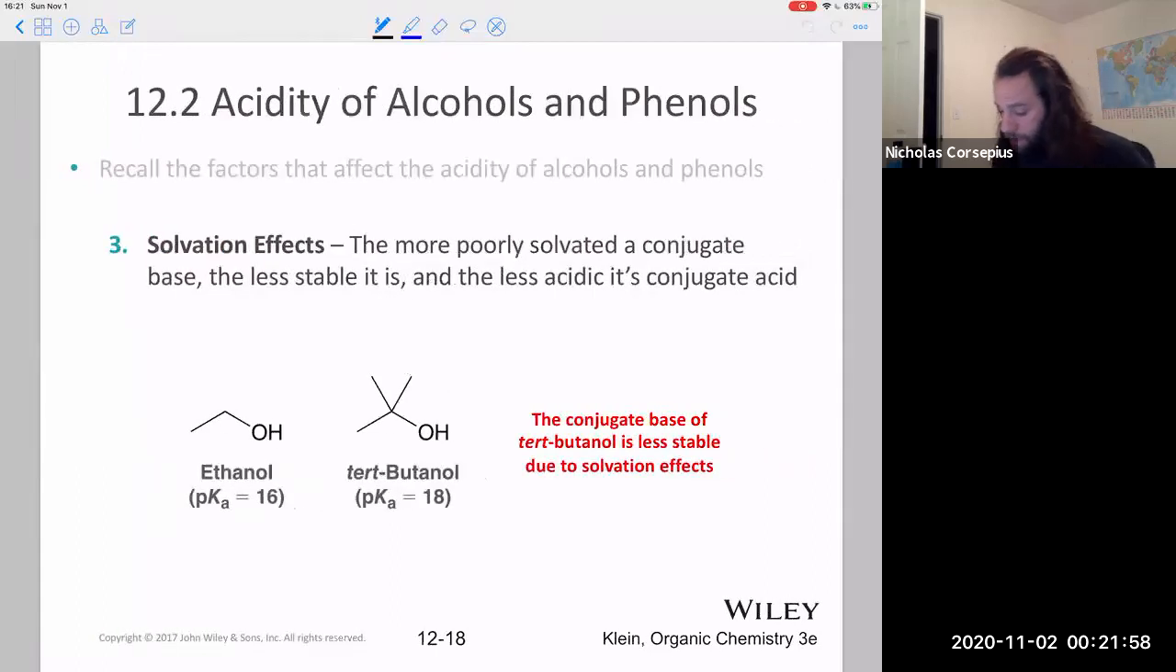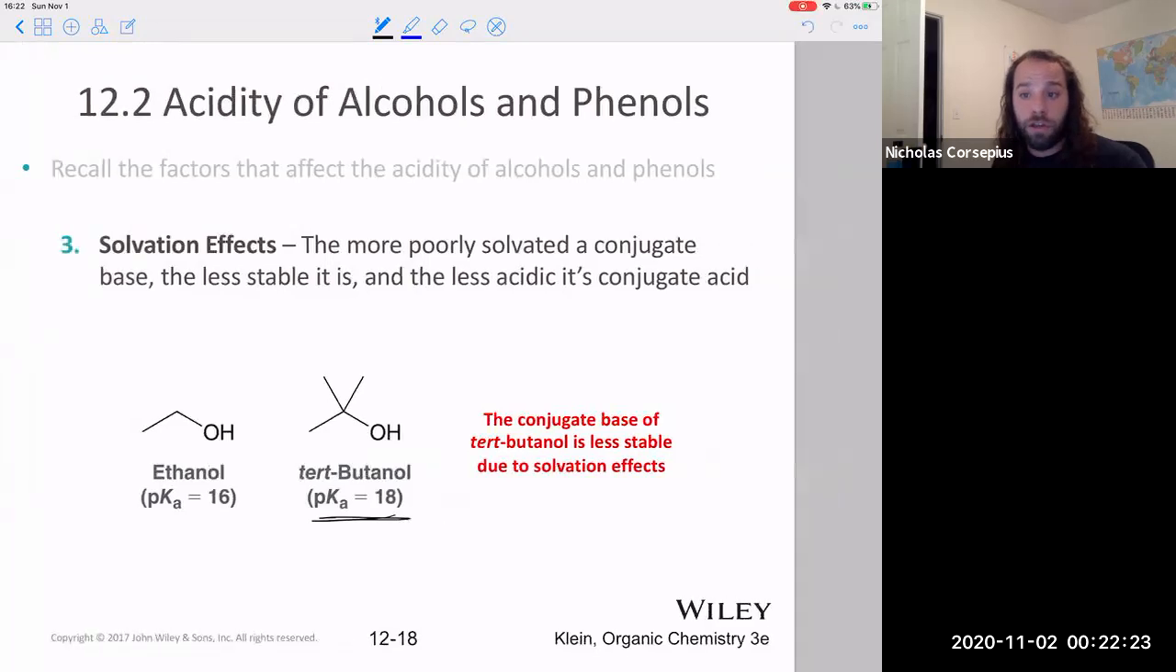And the last thing that differentiates, and this is a much smaller difference in pKa, right? When we were comparing cyclohexanol to phenol, that was a difference of like 8 pKa units. When we're comparing ethanol with tert-butanol, that's only a difference of 2 pKa units. But the difference here is that it's harder to remove that proton from tert-butanol. So why is that? This has everything to do with solvation effects.